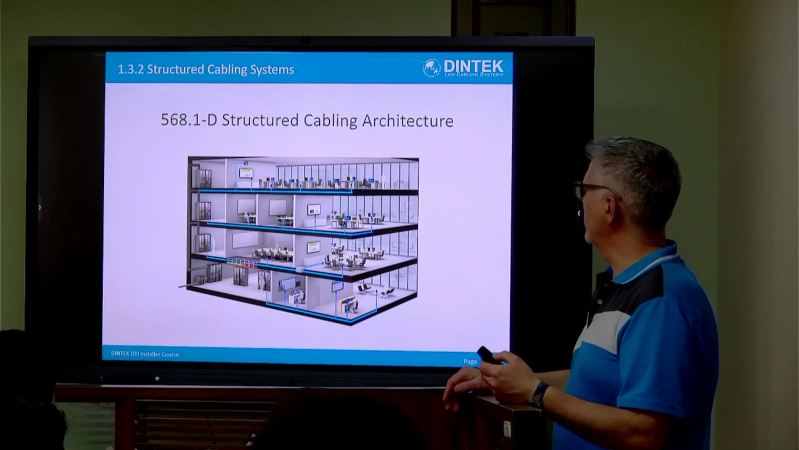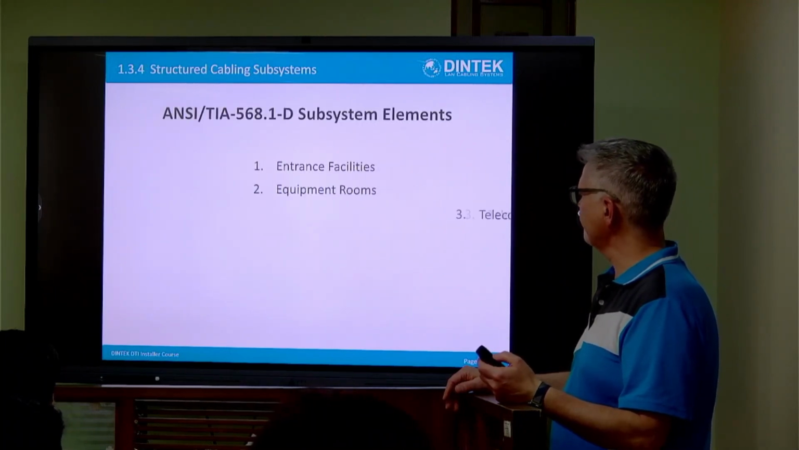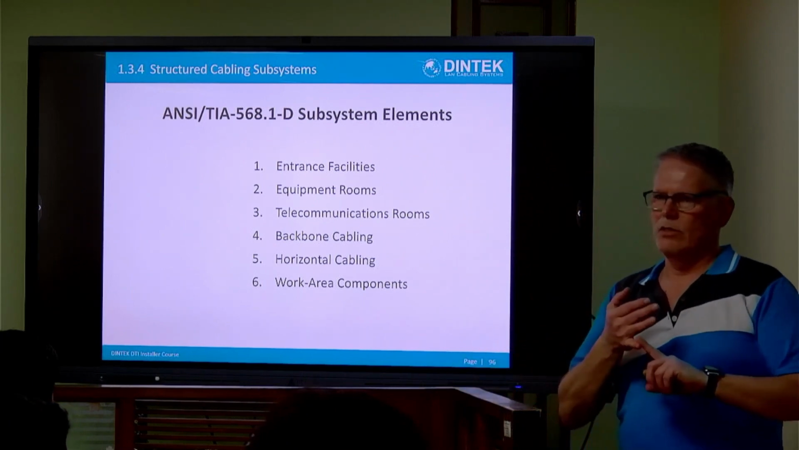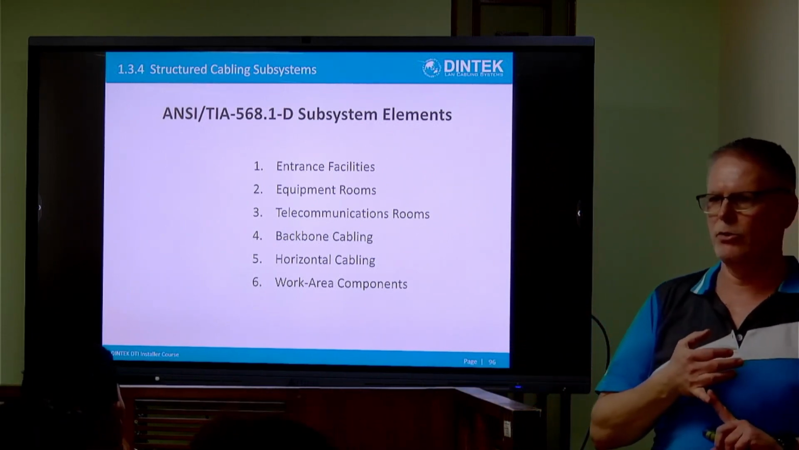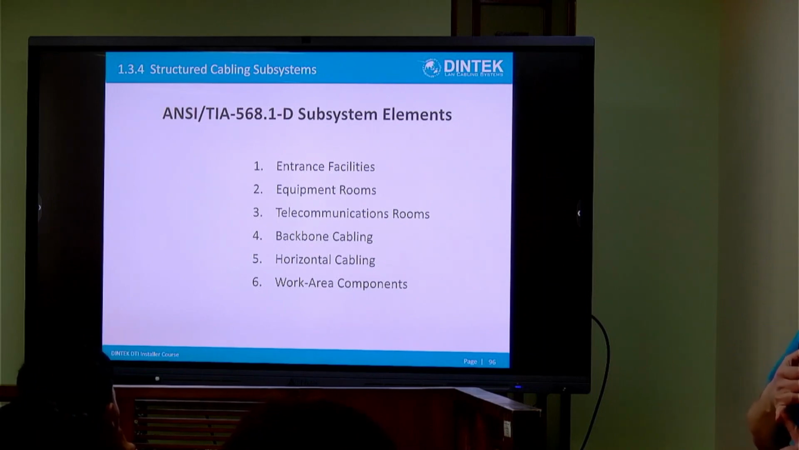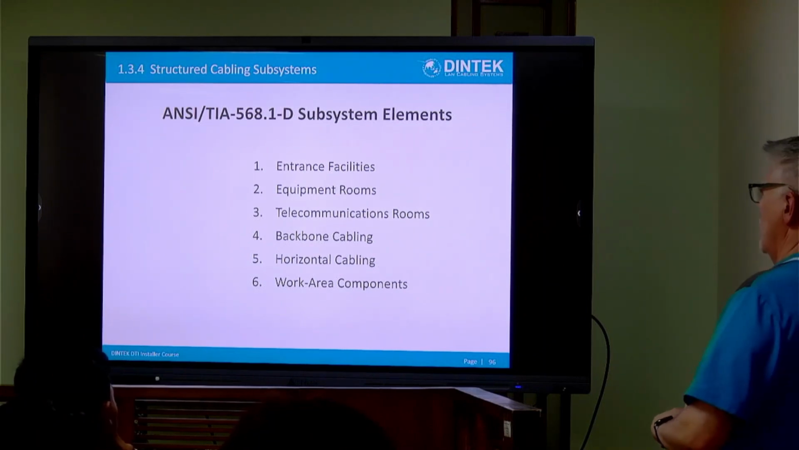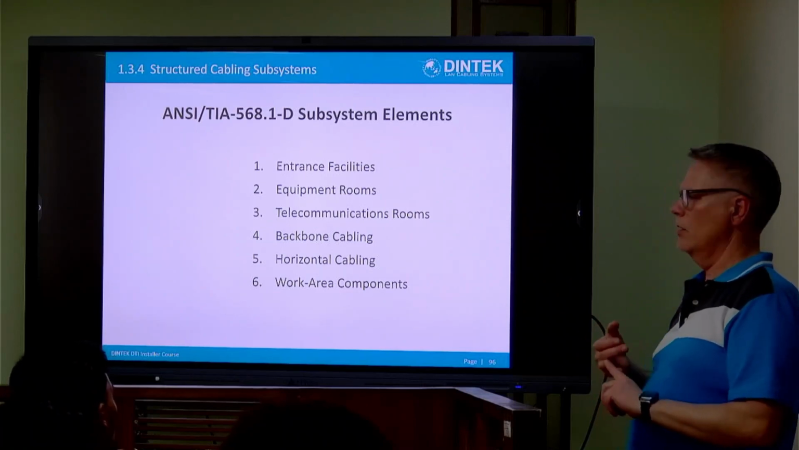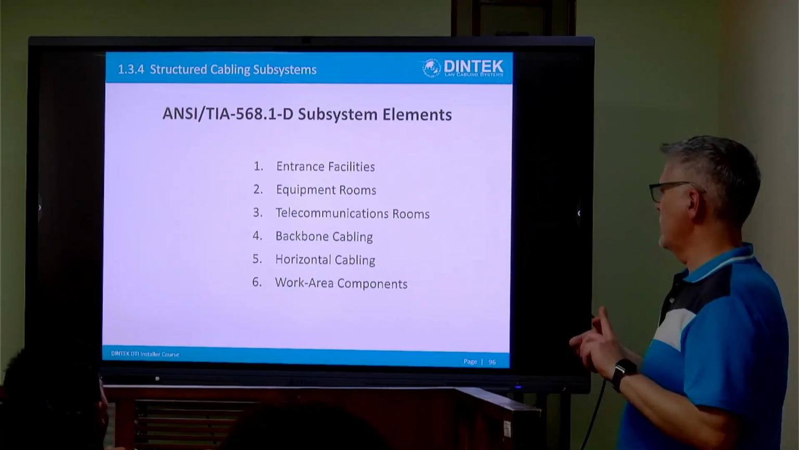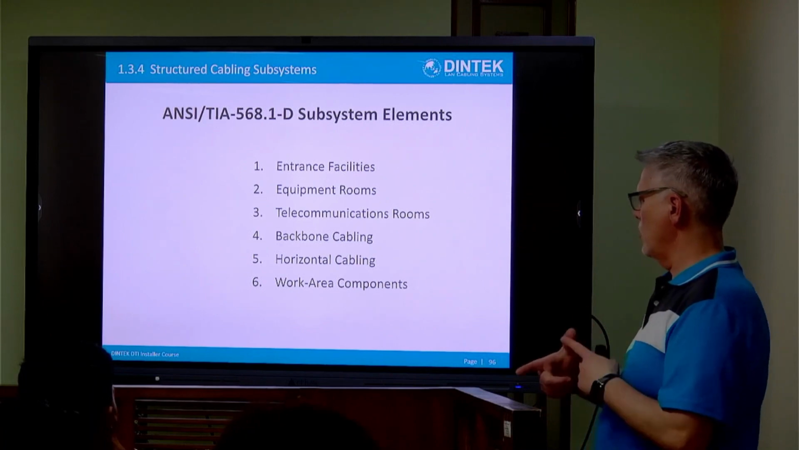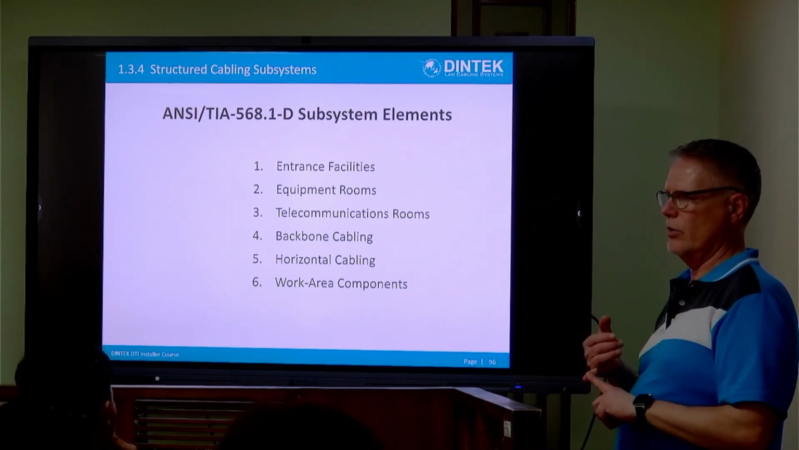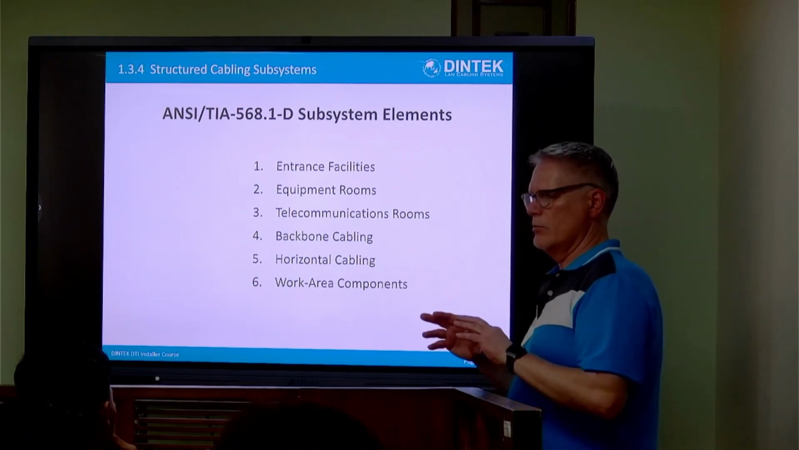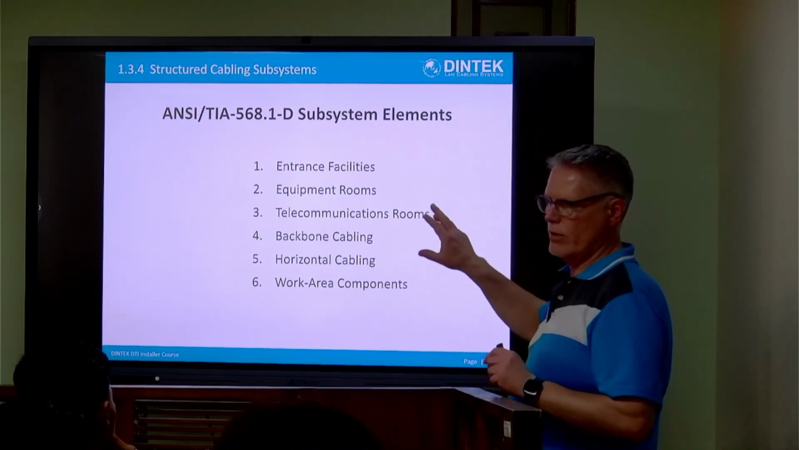So let's have a look at the architecture. The 6 main components of a structured cabling system in a commercial environment. It's broken down into entrance facilities, equipment rooms, telecommunications rooms, backbone cabling, horizontal cabling, and work area components. So whatever part of that system is being installed, it's going to fit into one of those areas.